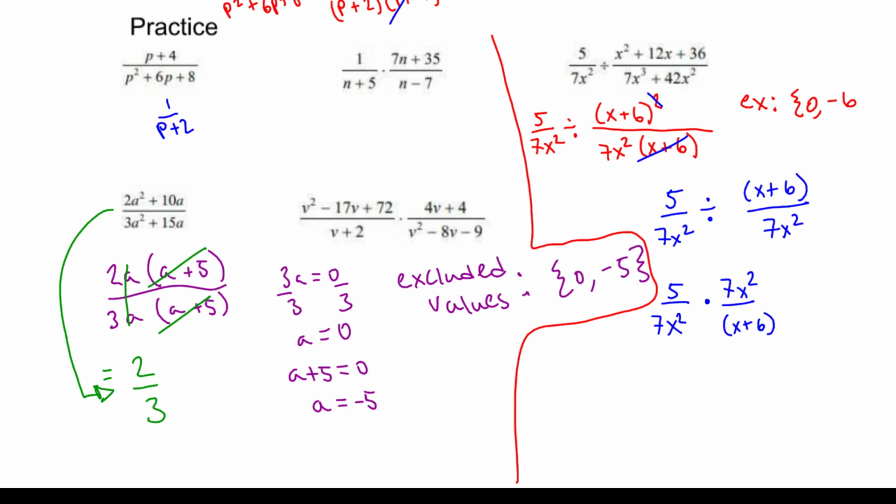Oh, and what do you know? I have some more cancellation that's going to happen when I multiply through. I have this 5 and the 7x squared on top. I have a 7x squared on bottom, so those are going to cancel out. So all we're left with is 5 over x plus 6. And that's it.